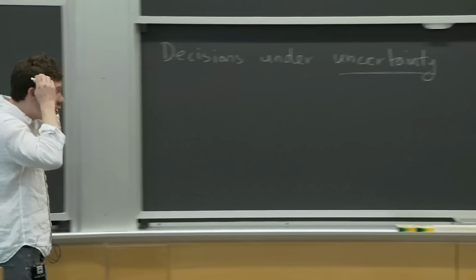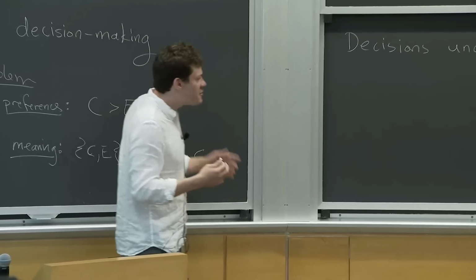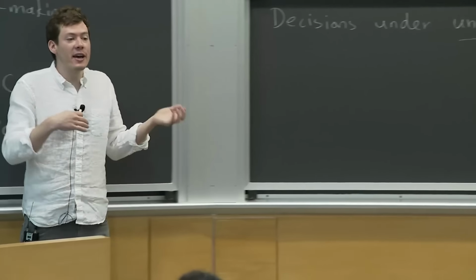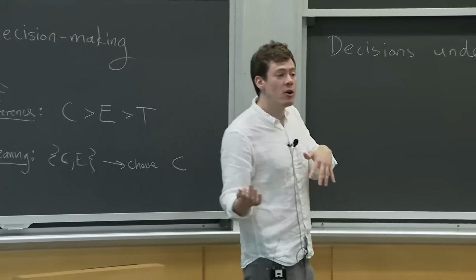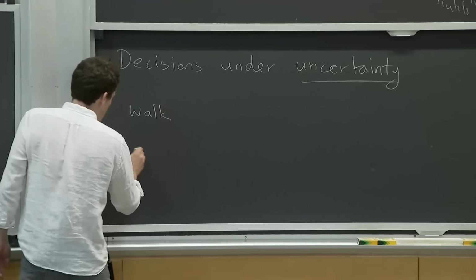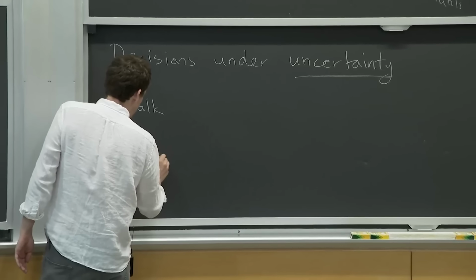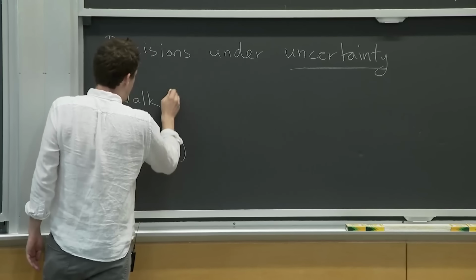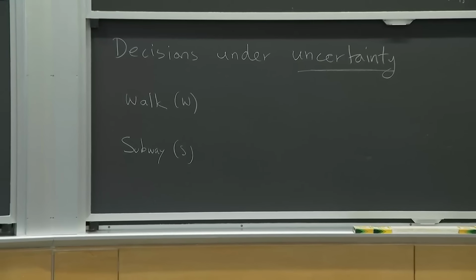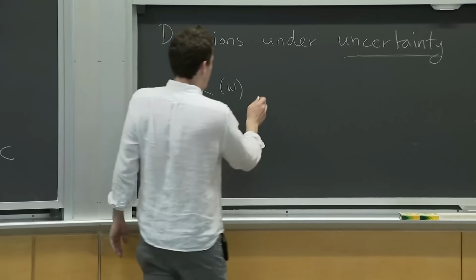So let's look at, again, a very simple problem, not economically interesting, but just to convey the ideas, which is the choice of how to get home. Let's say you're choosing whether to walk home or to take the subway. So you can either walk home or take the subway. Maybe we'll call that S, and we'll call this W. And again, here we're assuming you have to get home. Maybe there's a third option where you stay at work all day, but we're not going to model that.